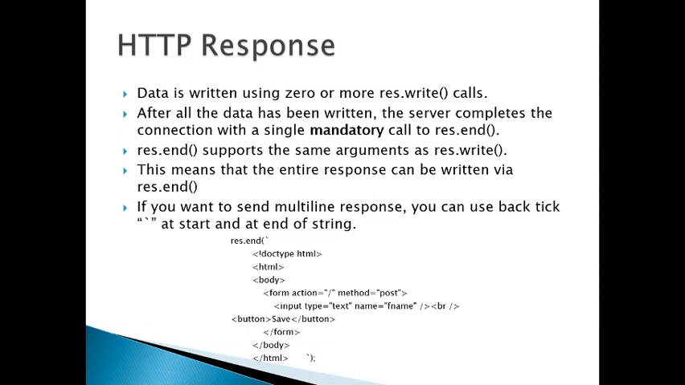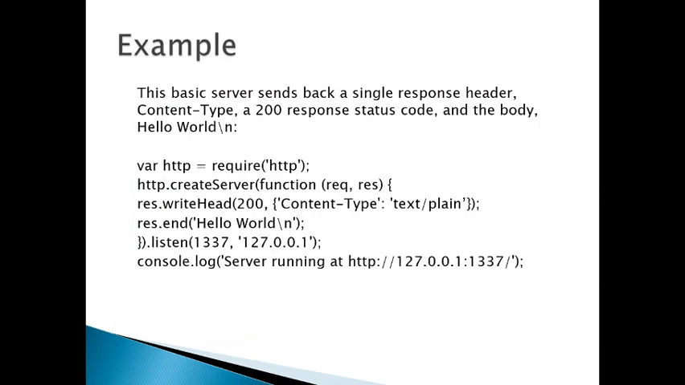Either you can write it in response.end or you will write the code into response.write. If you want to send a multi-line response, you can use the backtick. This is the new mechanism. Backtick is another way which tells the compiler that you are sending a multi-line string. So start with the backtick and end with the backtick. All the data inside this code is a string, actually a multi-line string. So this is a new way to send the response.